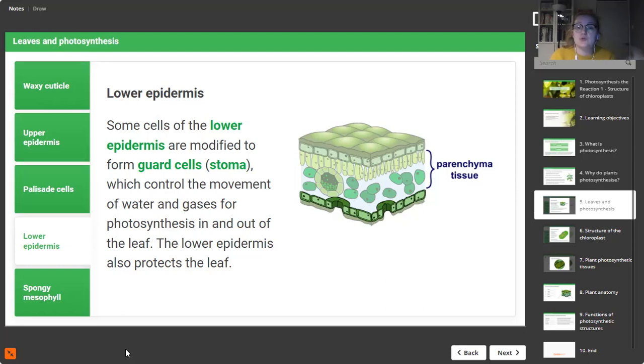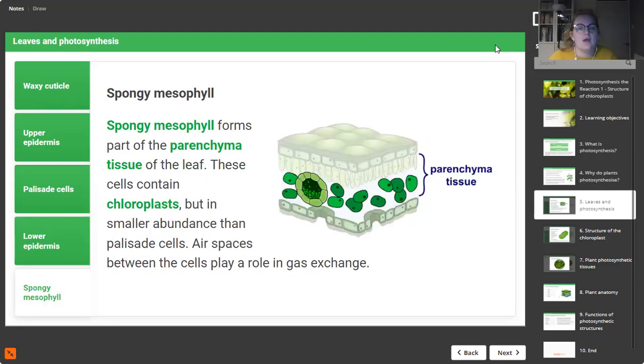The lower epidermis also works in a very similar way to the upper epidermis, and it provides that layer of protection as well. It's also a protective layer with these stomata in them. And so yeah, they allow the gases in and out. And then finally, we have the spongy mesophyll layer. The spongy mesophyll forms part of the parenchyma tissue of the leaf.